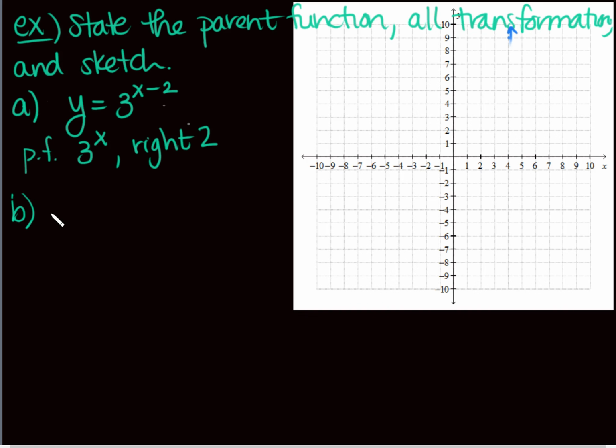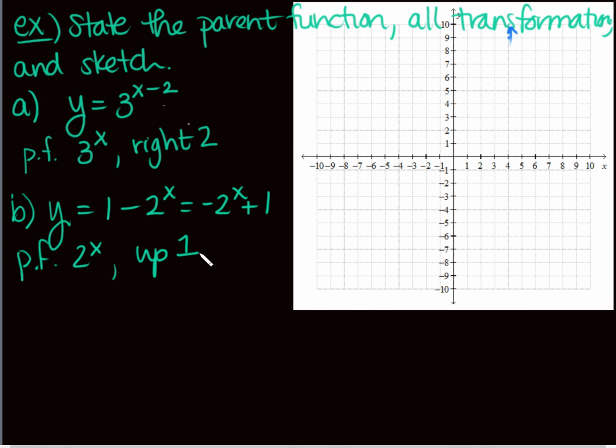So what about something like this? Y equals 1 minus 2 to the x, okay? So my parent function here is going to be 2 to the x, okay? And what I'm going to do is rewrite this really quick to negative 2 to the x plus 1 to kind of see what I'm going to do here. I know this guy's going to go up 1, and then what does that negative do again?